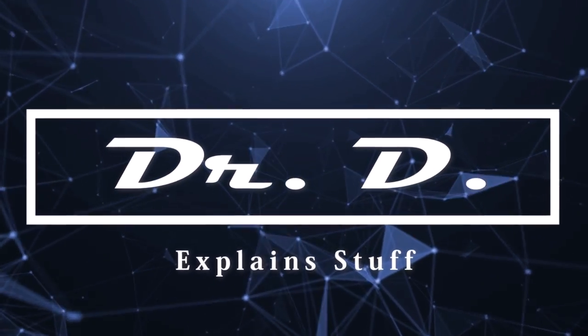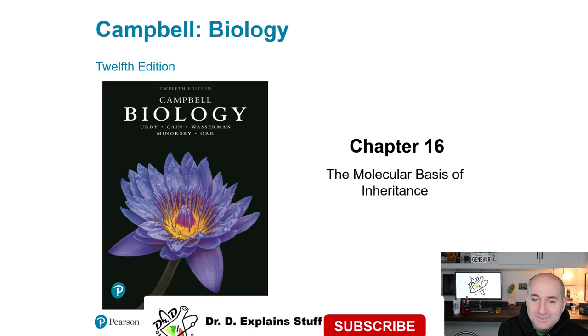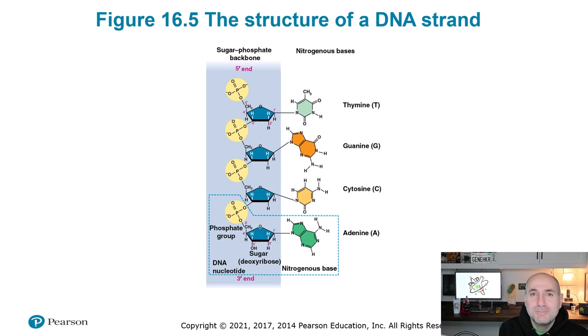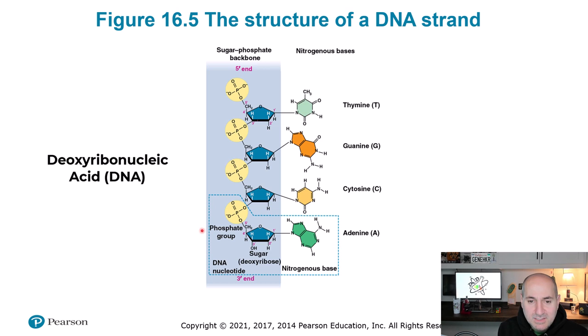All right, chapter 16, looking at the molecular basis of inheritance. Of course, we're talking about the DNA. We're talking about genes. And I just want to do a quick refresher here so that you remember what a gene looks like. It's made up of DNA, deoxyribonucleic acid. And remember that the building blocks of DNA are called nucleotides.